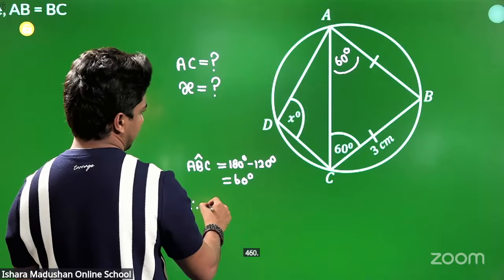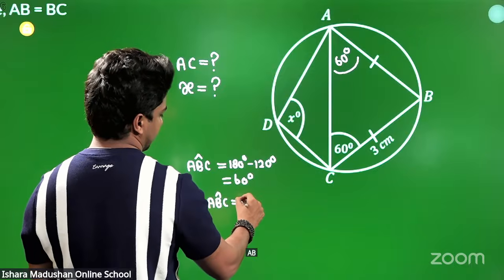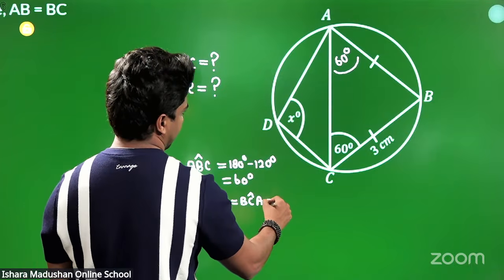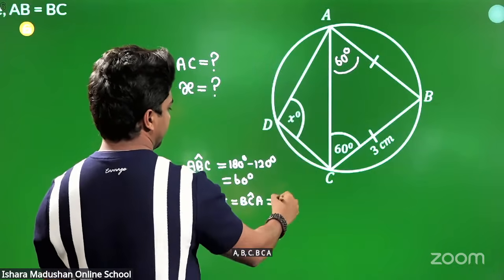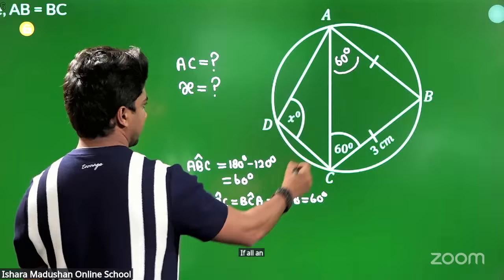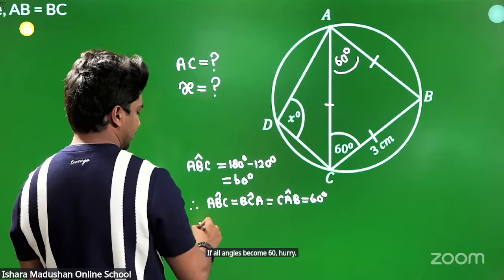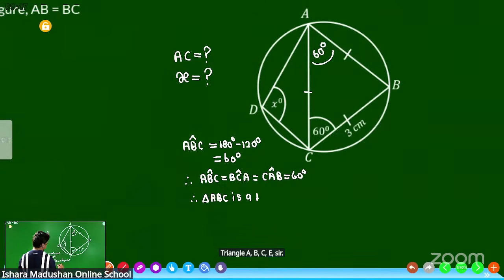Because of that, now I can say ABC, BCA, CAB, all angles are 60. If all angles become 60, I can say triangle ABC is an equilateral triangle. Because of that, AC should be 3 centimeters.